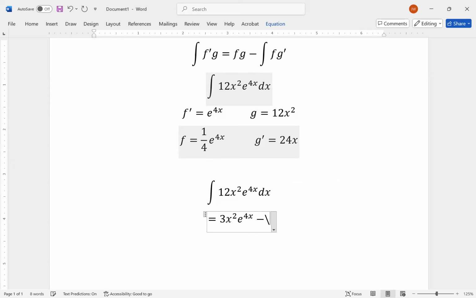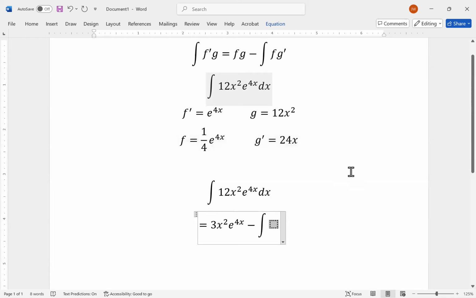Minus, then I integrate f times g prime. So 1/4 e to the 4x times 24x. 1/4 times 24 gives me 6. So that's 6x e to the 4x. Then I'm integrating with respect to x.